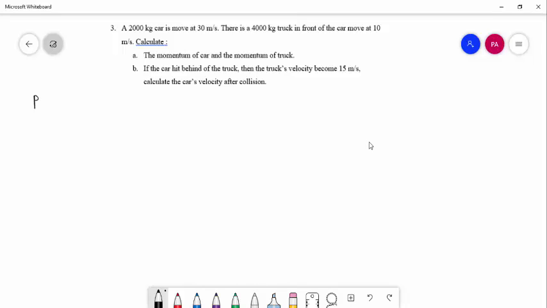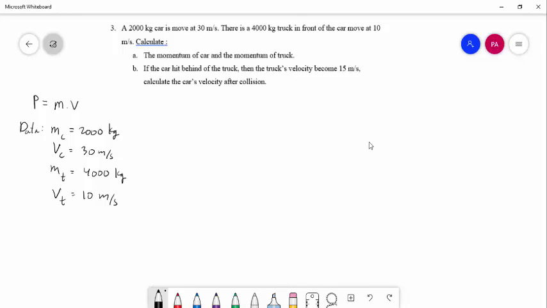Is the momentum equal to mass times velocity? So from the question, we will have the data: the mass of the car is 2000 kilograms, the velocity of the car is 30 meters per second, the mass of the truck is 4000 kilograms, and the velocity of the truck is 10 meters per second.